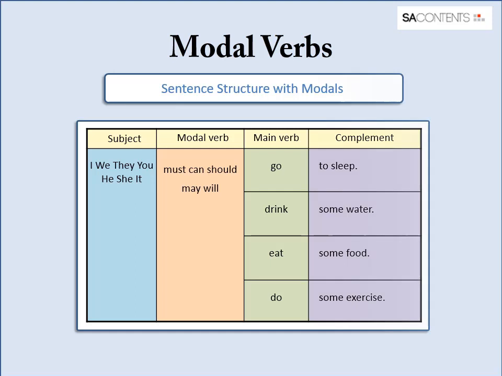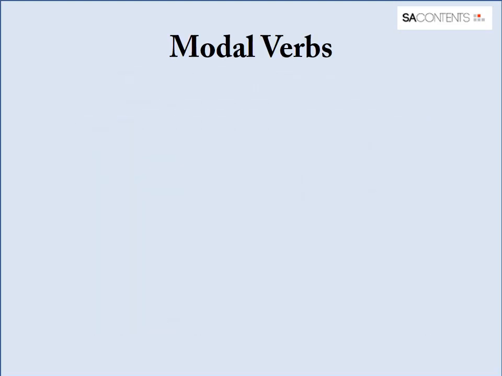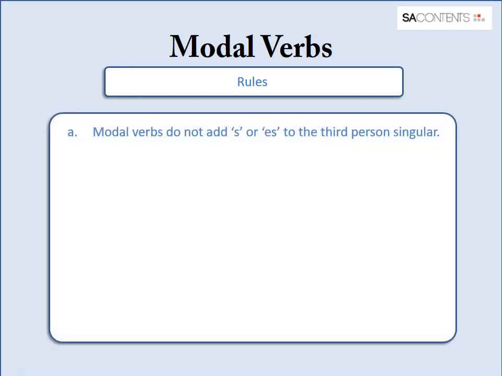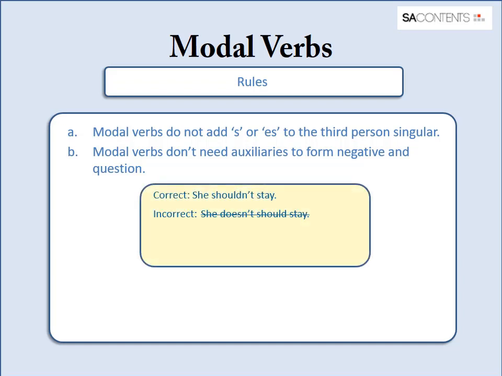Now let's look into the rules for using modal verbs. Modal verbs do not add s or es to the third person singular. Modal verbs don't need auxiliaries to form negative and question. Let's take a few examples. If we use she should not stay, that is a correct structure. But if we are using does not before should, it is incorrect. We cannot say she does not should stay.